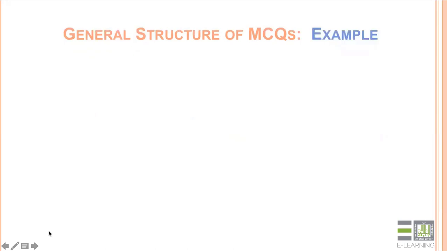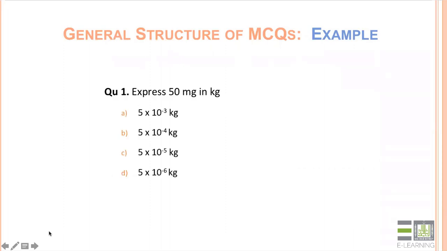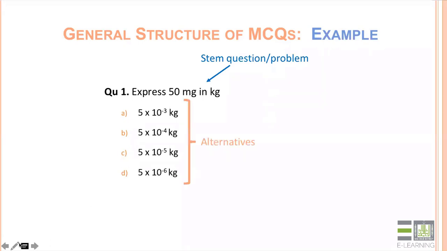Now, if we take a look at this example here, I've just put together a really simple multiple choice question, where students are asked to express 50 milligrams into kilograms. Now, if we have a look at this example, the question here would be known as the STEM question. The STEM question doesn't always have to be a question. It could be a brief scenario or a case study. So there is scope with regards to how you design your STEM.